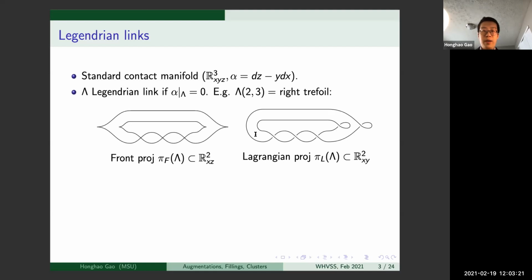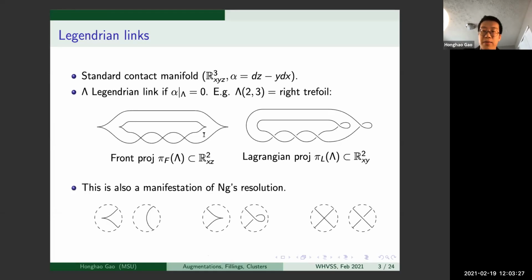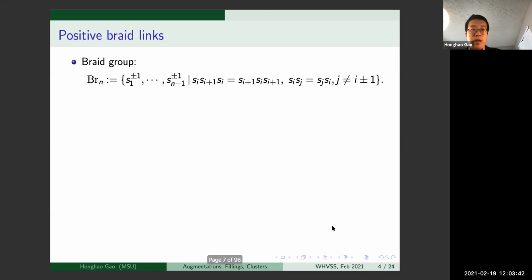You probably also notice that there's a similarity between these two diagrams, and that's just a manifestation of Ng's resolution, where you can obtain the Lagrangian projection from the front projection by smoothing out the left cusps, replacing the right cusps by a small loop, and then keeping all the crossings. In this talk, I'm going to focus on the positive braid links.